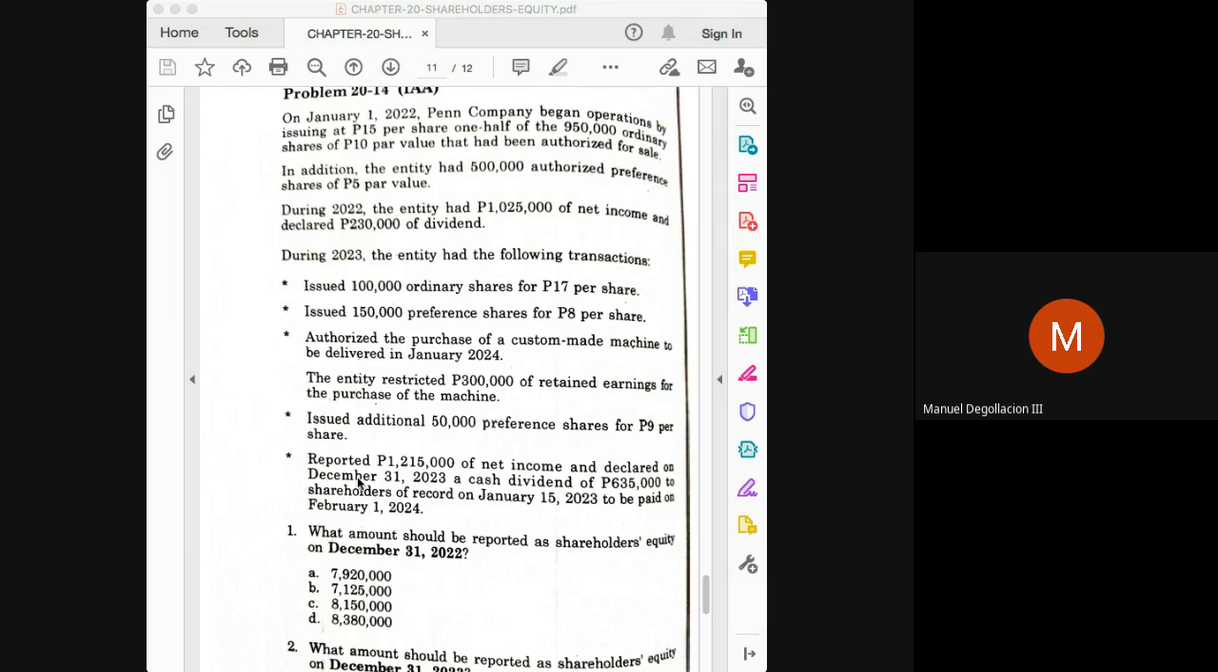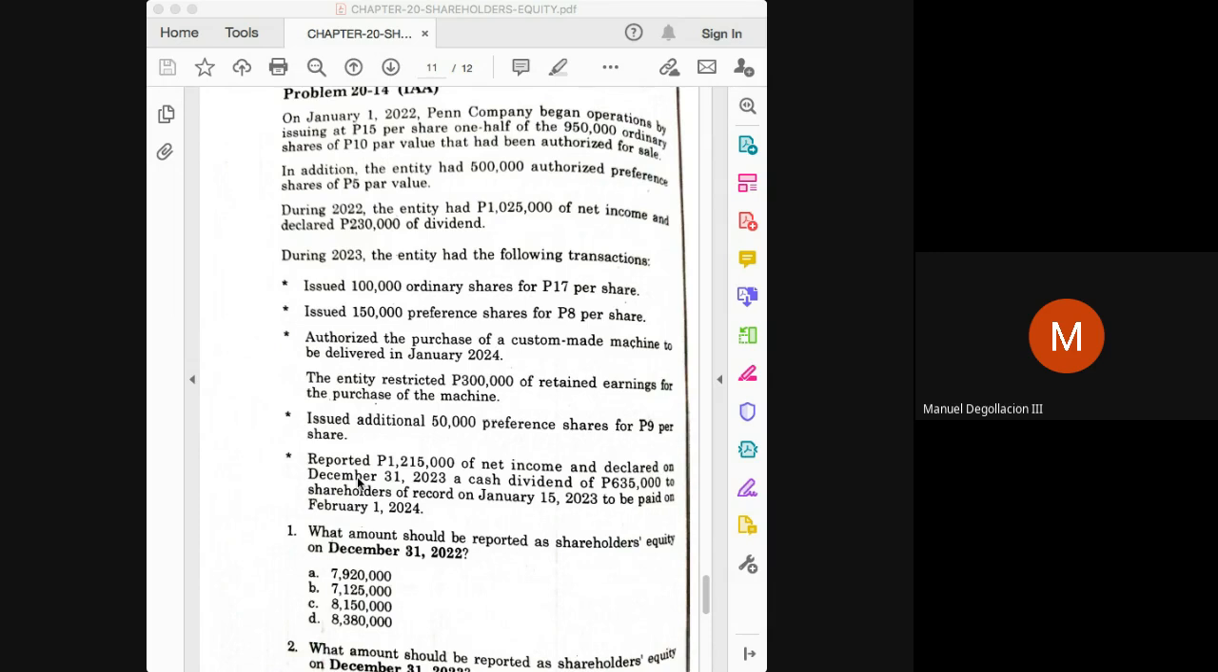Then in addition, the entity had 500,000 authorized preference shares of 5 par value. Okay, this is just telling us of the existence of these shares. It does not tell us that we have issued these preference shares. Okay, so please don't make the mistake of including this in your answer for 2022.